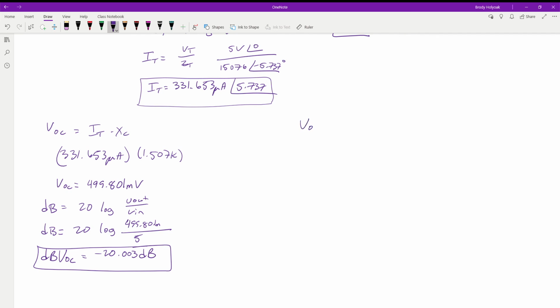Now we want to find our V out with our resistor being used as the output. We take the current total multiplied by the resistance, so 331.653 microamps multiplied by 15,000. Our V out across the resistor comes up to be 4.975 volts.